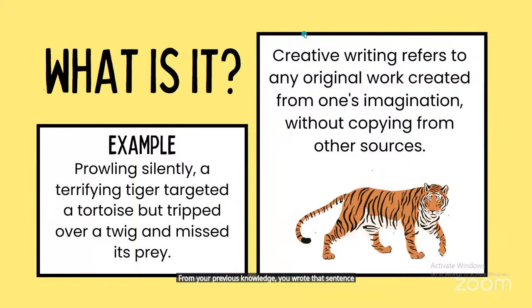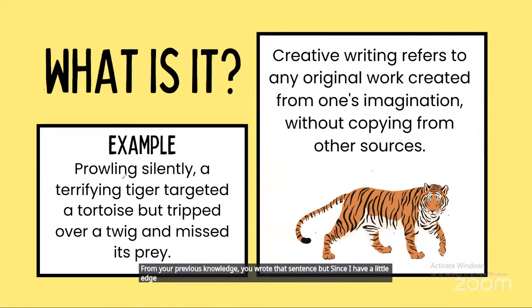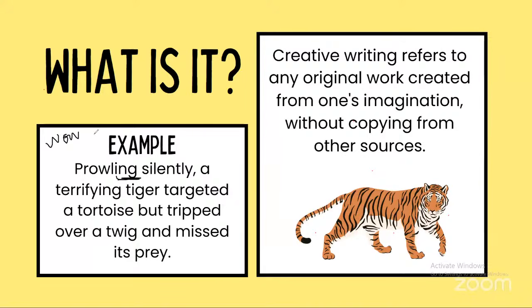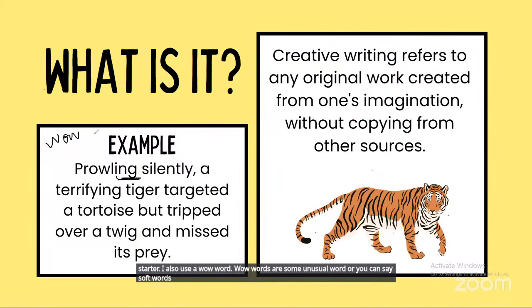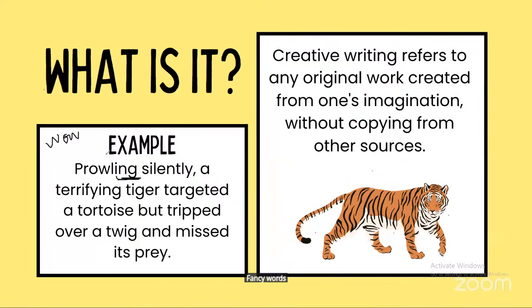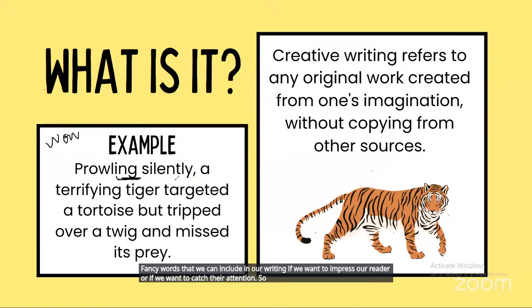But since I have a little edge and I know how to begin the sentences differently, so I use here an ing starter. I also use a wow word. Wow words are some unusual words, or you can say fancy words, that we can include in our writing if we want to impress our reader or catch their attention. So, prowling silently, a fronted adverbial.